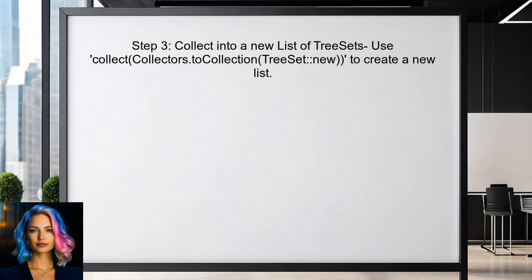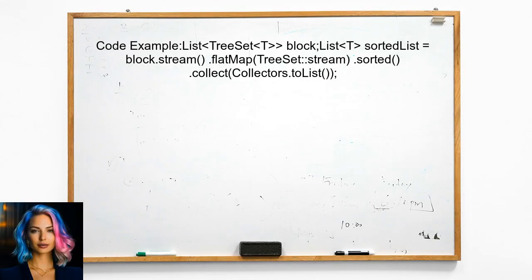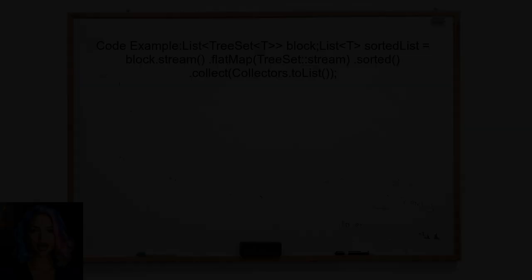This can be achieved using the collect method along with the Collectors.toCollection method. Putting it all together, the user can achieve the desired result in a single line of code. This will create a new list of tree sets sorted as intended. Here's how the code would look. List<TreeSet<Integer>> block, list<Integer> sortedList equals block.stream().flatMap(TreeSet::stream).sorted().collect(Collectors.toList()). This will give you a sorted list of elements.